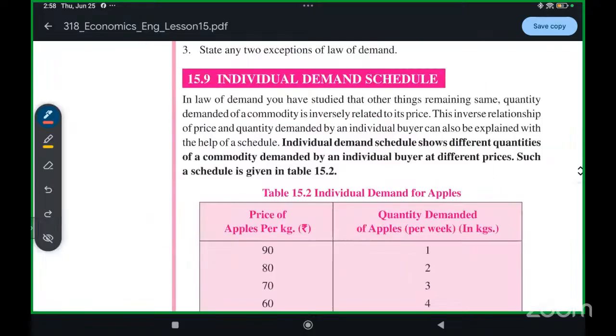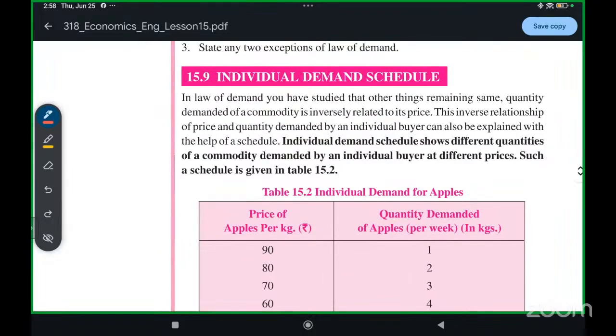Then we saw the individual demand schedule. It shows different quantities of a commodity demanded by an individual buyer at different prices. You can just write this definition also for what is a demand schedule. You can use this definition.